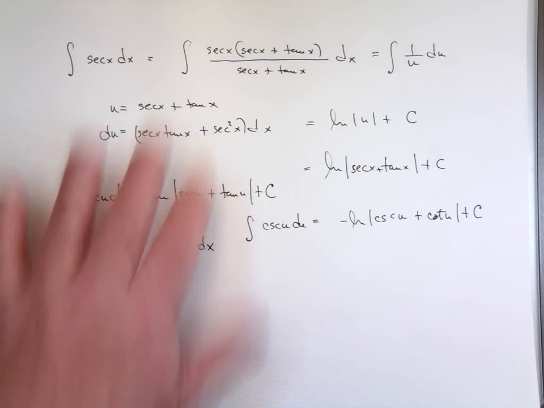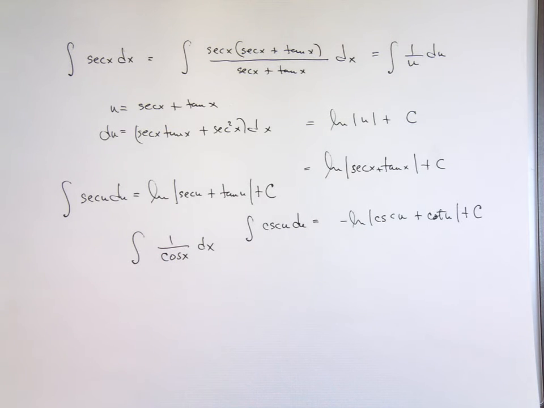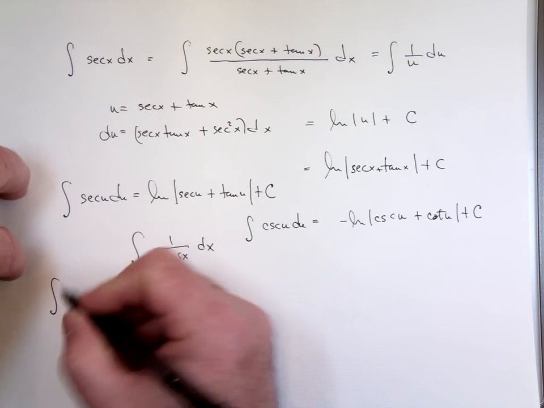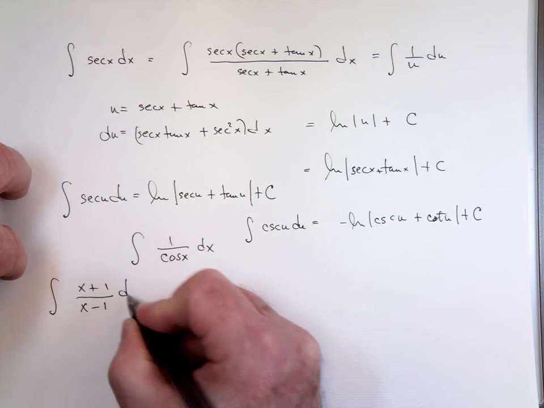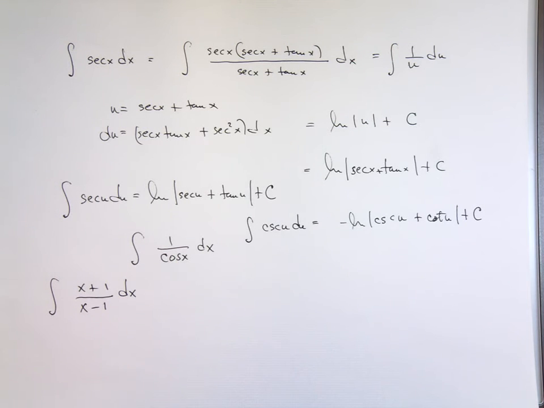Let's suppose we have something like this. Let's suppose we have x plus 1 over x minus 1 dx to integrate. Well, it's not any of our integration forms right now. But there is a technique that we can use to get to one of our integration forms. And that technique is to divide. Do a long division on this.